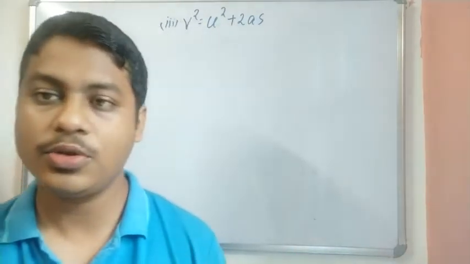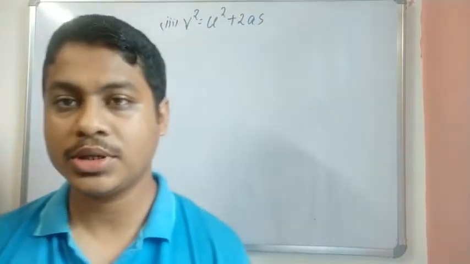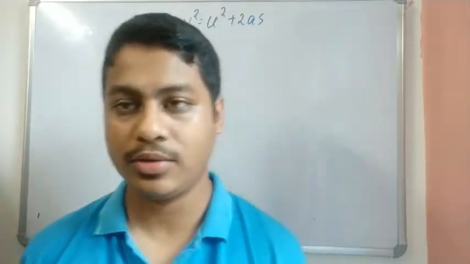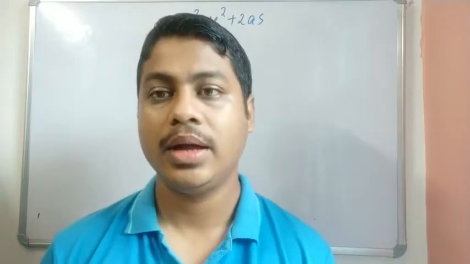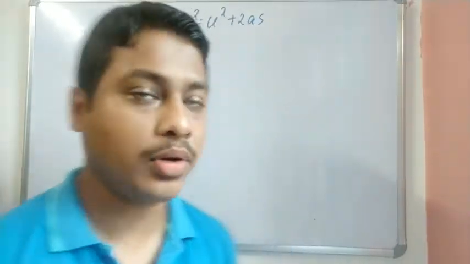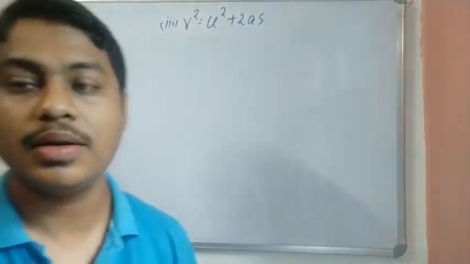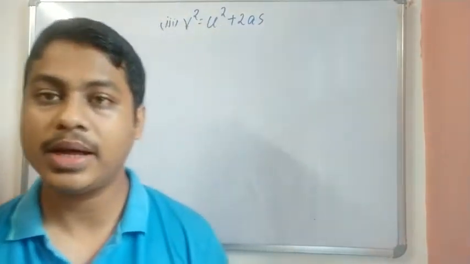One is v equals u plus at, and the second equation of motion, that is s equals ut plus half at square. That we have already done. Now we are going to derive the third equation of motion, that is v square equals u square plus 2as.